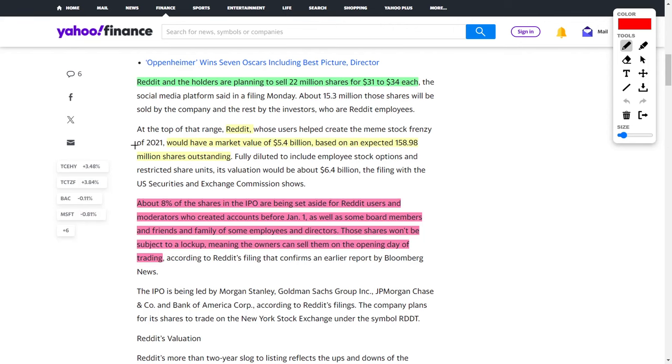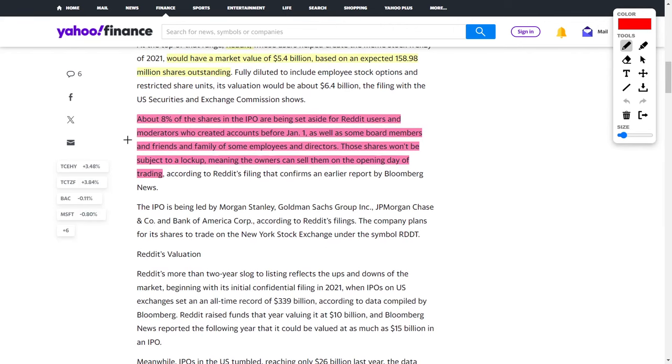Once they actually IPO, Reddit will have a market value of around $5.4 billion, based on an expected 158.98 million shares outstanding. However, their IPO is going to be extremely volatile, and here's why. About 8% of the shares in the IPO are being set aside for Reddit users and moderators. On top of that, there are going to be shares set aside for board members, friends, families, employees, and directors within this company. But here's the problem.